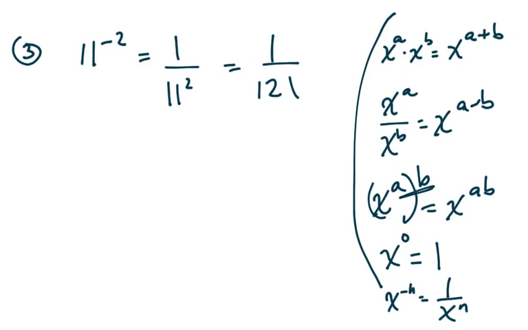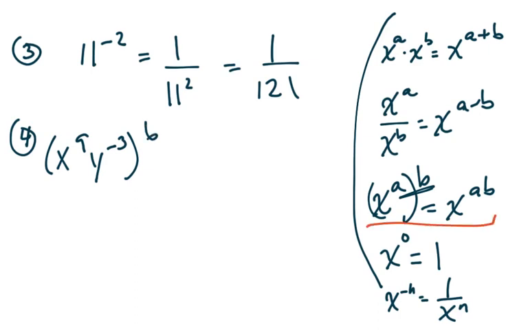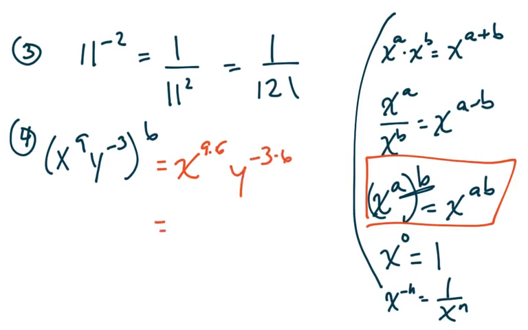Okay, let's look at question number 4. Question number 4 is x to the 9th, y to the -3rd, all to the 6th power. So basically we're going to be using this rule. This will become x to the 9 times 6, and then y to the -3 times 6. So that'll be x to the 54th, y to the -18th.